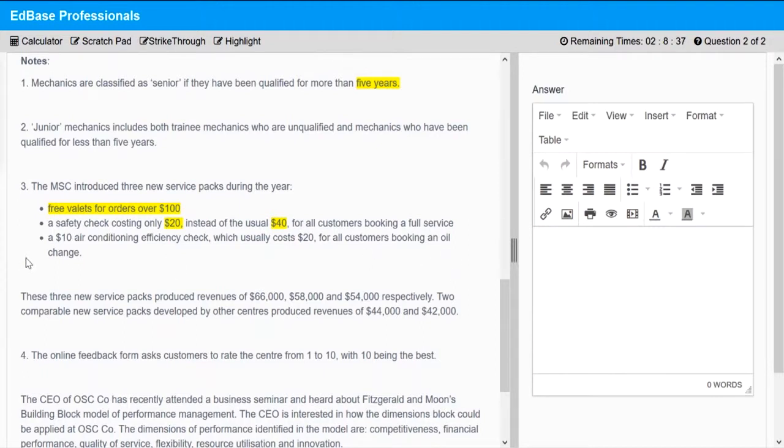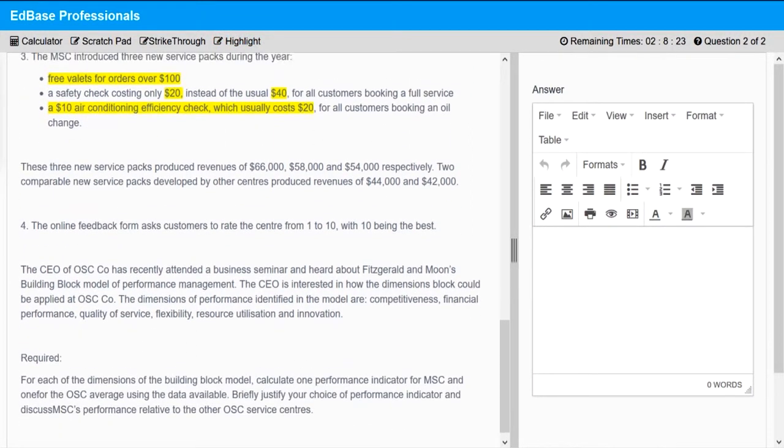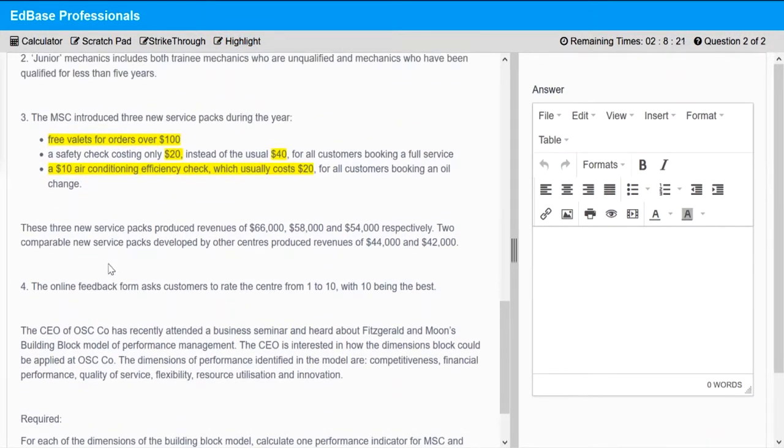And then we have a 10 air conditioning efficiency check, which usually costs 20. Again, the same thing. So we are offering 50% discounts here for all customers booking an oil change. Okay, so these are the packs that they have designed newly. So we'll see how these packs have attracted new customers.